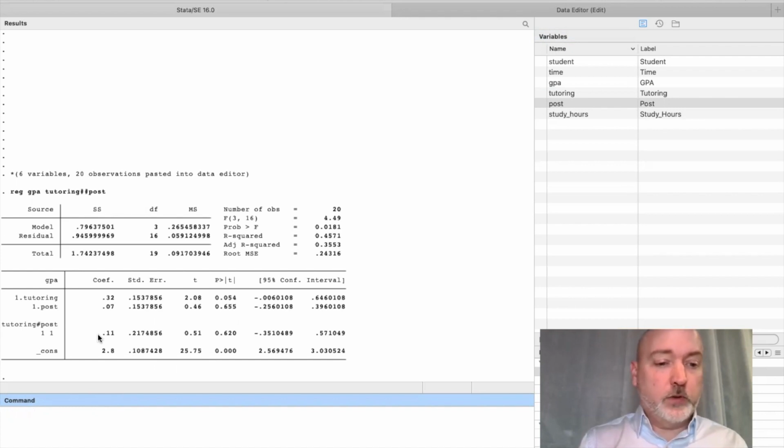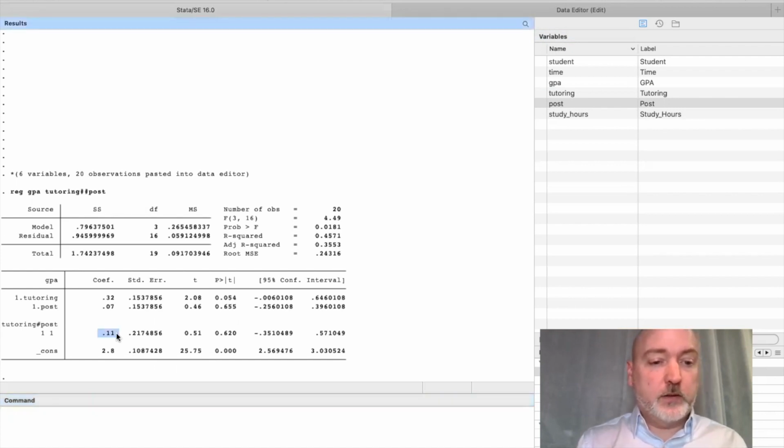And lo and behold, look at that. We get the OLS estimated coefficient on the interaction term is that 0.11, exactly what we knew it was going to be, and that is our average treatment effect.